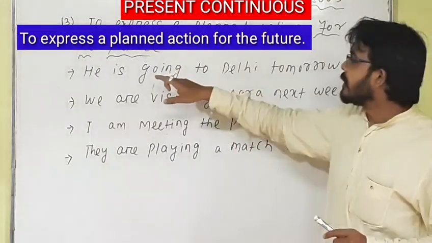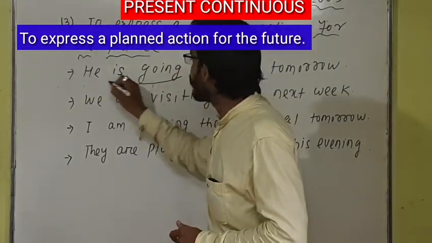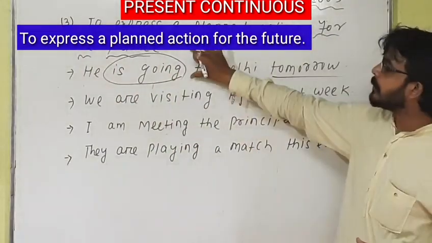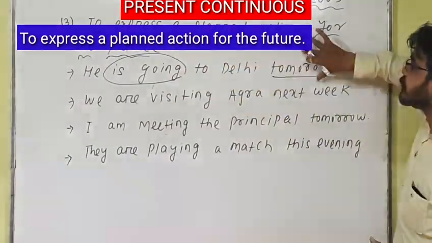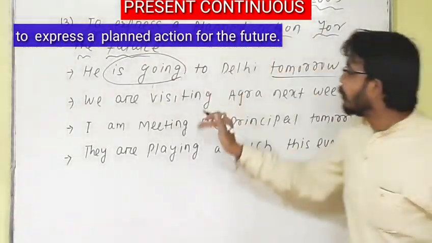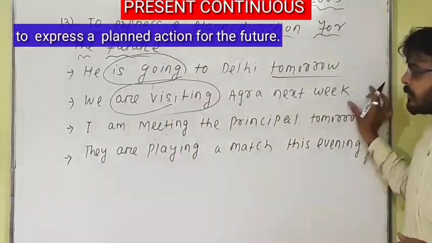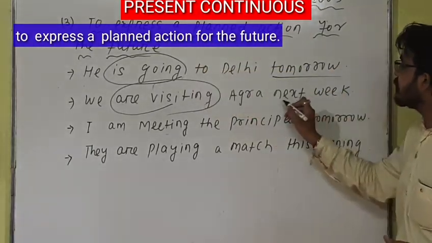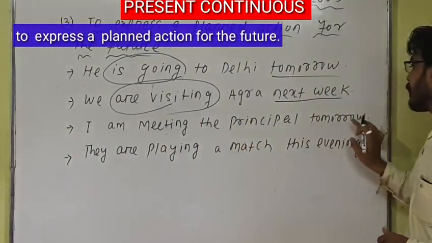He is going to Delhi tomorrow. Here he is going tomorrow. That means this is a future. Here present continuous tense is used to express the future action. Clear? He is going to Delhi when? Tomorrow. We are visiting Agra next week. We use present continuous to indicate the action in the near future, next week. I am meeting the principal.